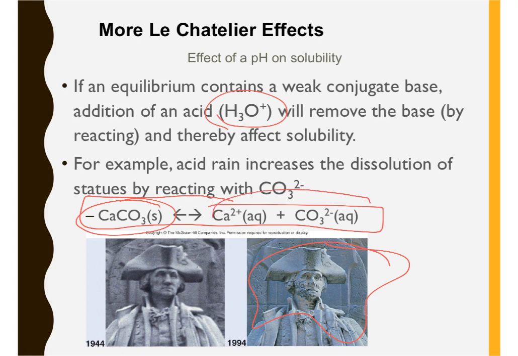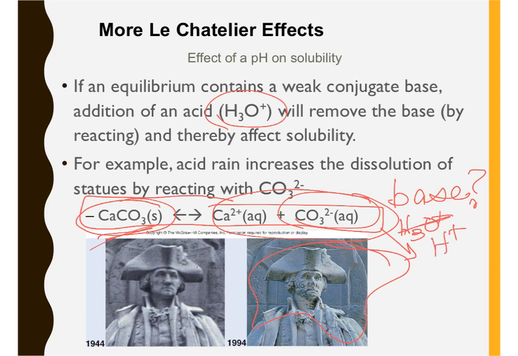If either one of the ions that are formed when a slightly soluble salt dissolves is basic, and we know anything with a negative charge can be basic, that base will react with the acid, right? Or you can just write H+, because any acid is a source of H+.